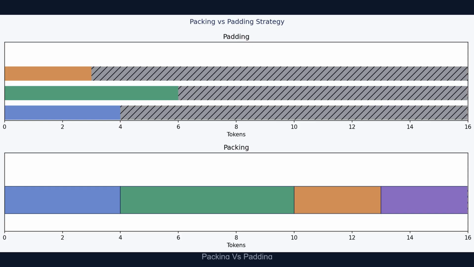With packing, those short examples are concatenated together into a single sequence up to the maximum length, separated by end-of-sequence tokens. The same batch now contains far more real training signal and far fewer wasted computations. On fixed memory hardware like your P40s, packing effectively increases the amount of useful data you process per GPU hour, which translates directly into faster convergence.